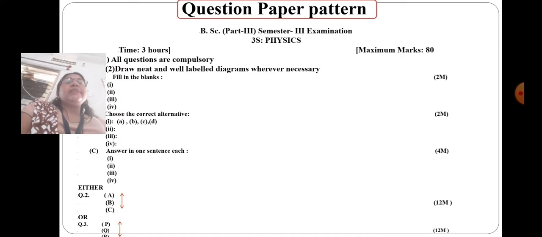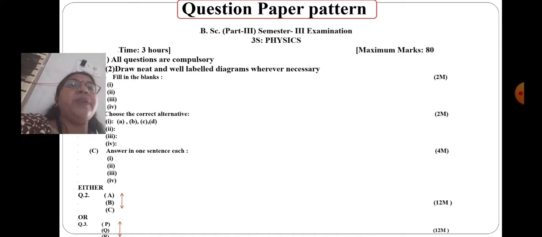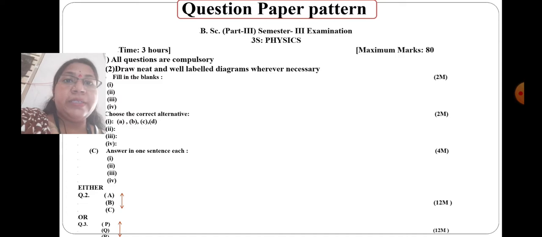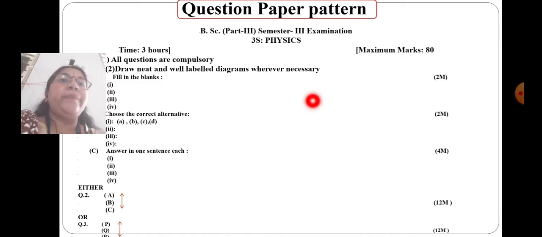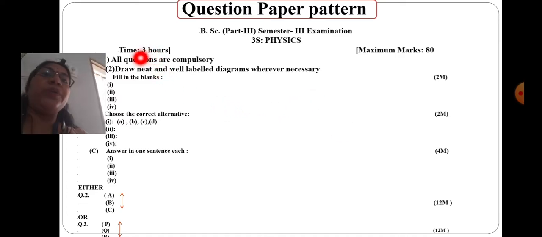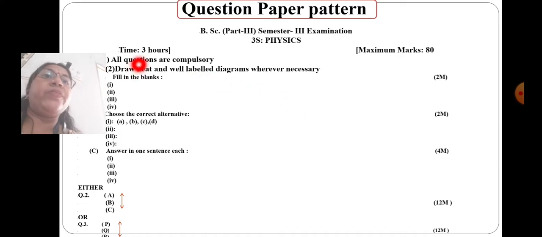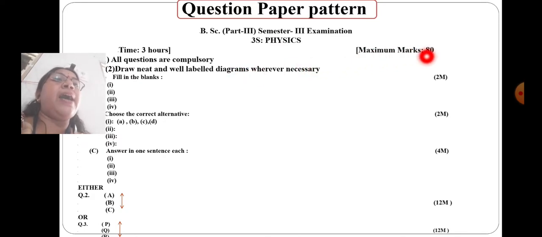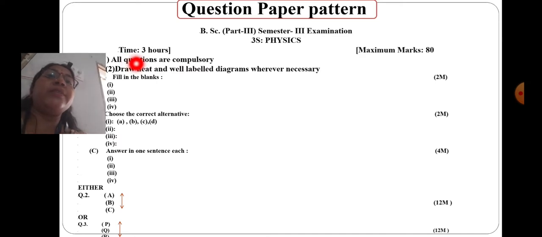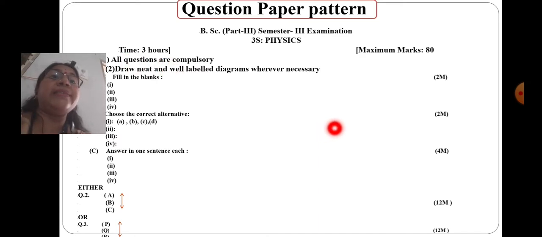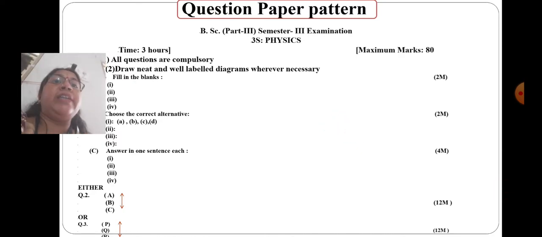Now, what is the question paper pattern? How will the questions be asked in the university examination? See here, I have written only the question numbers and their options, not the questions. Here there are some instructions. Your question paper is of 3 hours, and the maximum marks are 80. You must solve all the questions and draw neat and well-labeled diagrams whenever necessary.